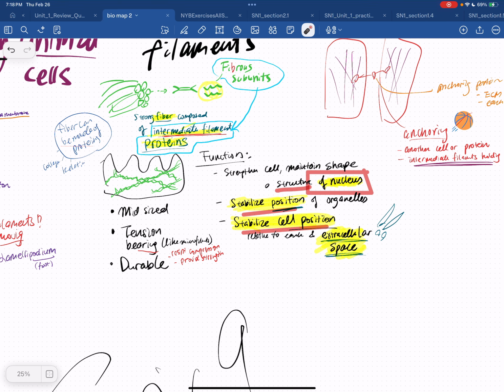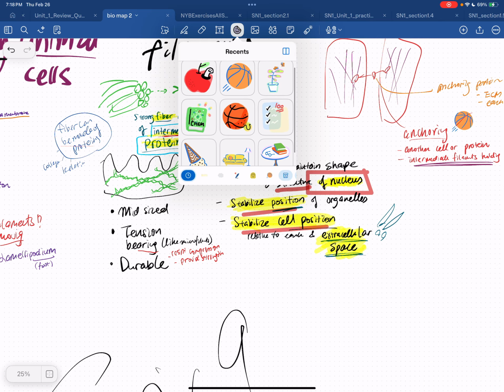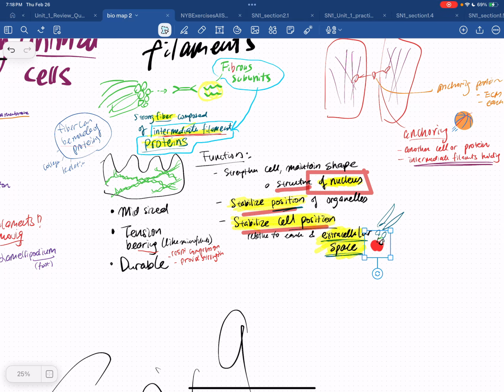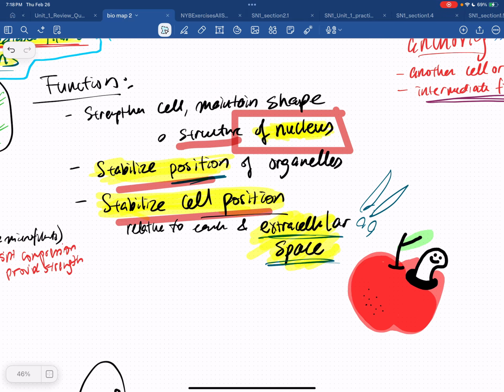Okay. That's something I'll keep in mind. So I think it is in extracellular space.